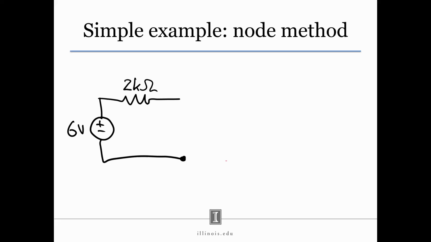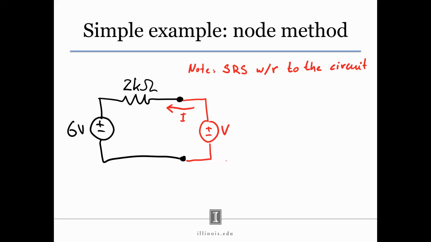All right, so let's consider a fairly simple example with a voltage source and a resistor, and let's look at it using the node method. Imagine we connected the voltage source shown here in red, and notice that the way we define the direction of the current is that it's in SRS with respect to the circuit we're analyzing.